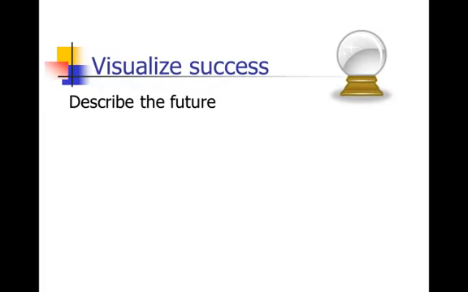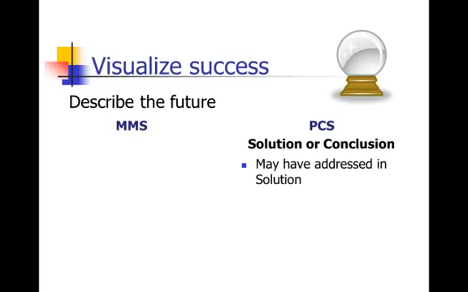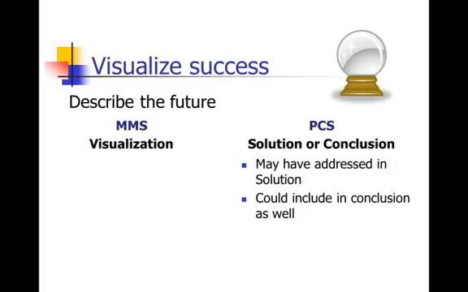Visualizing success means to look into your crystal ball and see what the future will hold. With problem-cause-solution, you may have already addressed this at the end of the solution step, but you might choose to include it or reinforce it as part of your conclusion. And in either case, you can take some tips from the visualization step in Monroe's motivated sequence. Monroe felt so strongly about the necessity of providing visualization that he called it out as a separate step.